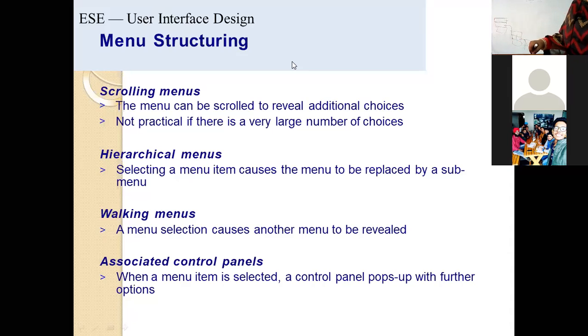Associated control panels. When a menu item is selected, a control panel pops up with further options, that is called associated control panels. So we know what scrolling menus are.